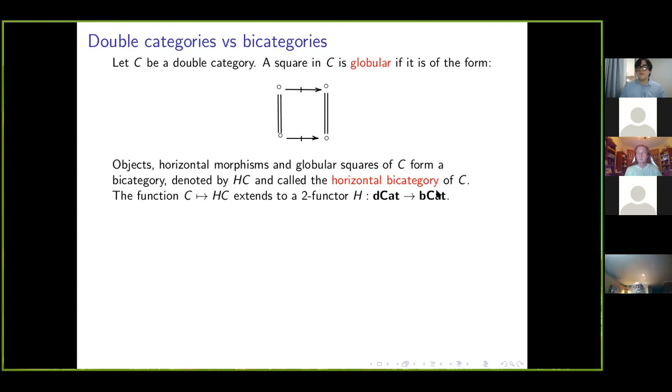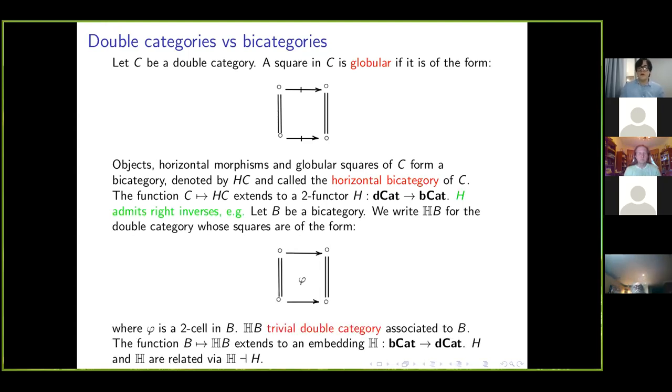We can organize bicategories into a two category, which is a bicategory where the horizontal composition is strictly associative and strictly unital. So the function associating to every double category its horizontal bicategory, its collection of all these globular diagrams, extends to a two-functor H from double categories to bicategories. We can go the other way. This horizontalization functor admits right inverses. For example, the trivial, vertically trivial, double category.